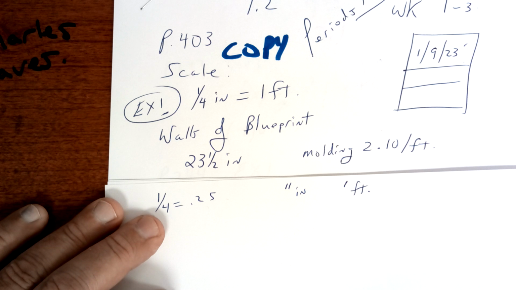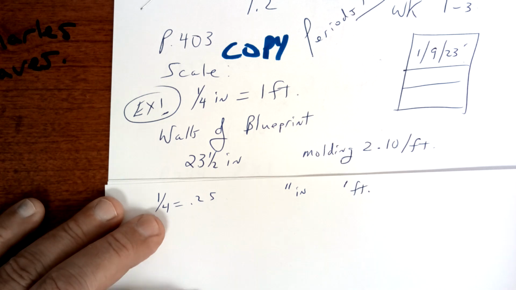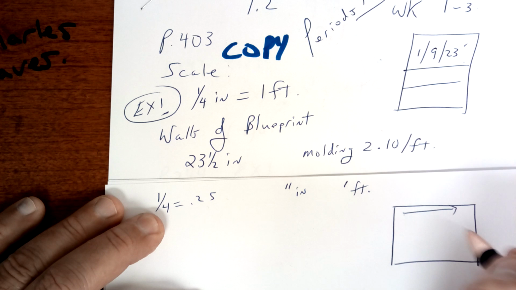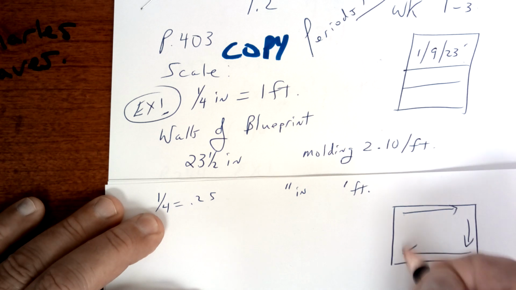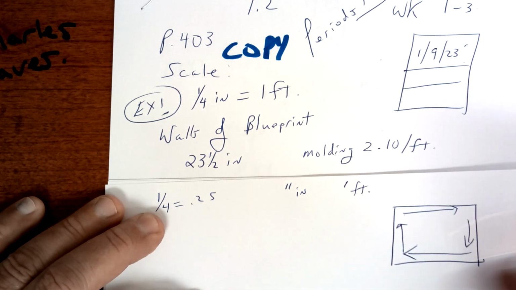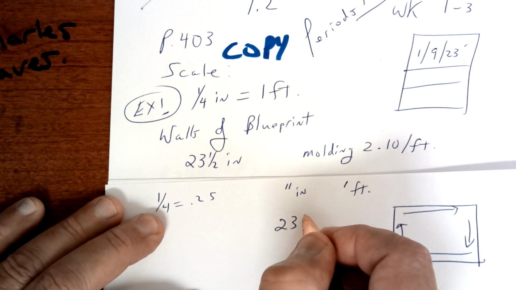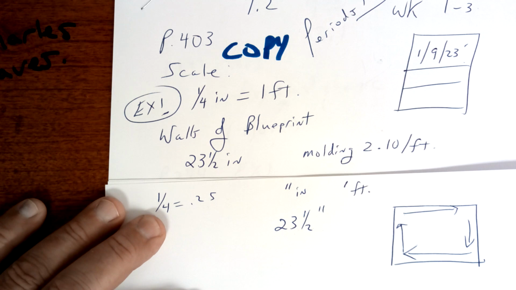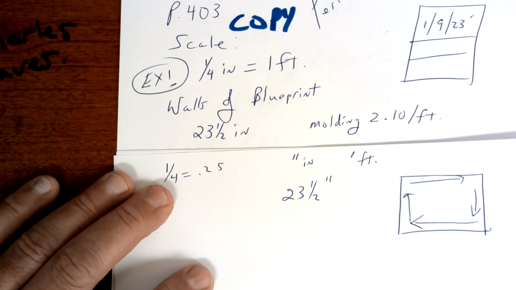So let's take a look here. You have a room, and you measure around the room. So you went around the room, and you measured the distance all the way around. And you came up with 23.5 inches. 2 marks. And the molding is 210 per square foot.